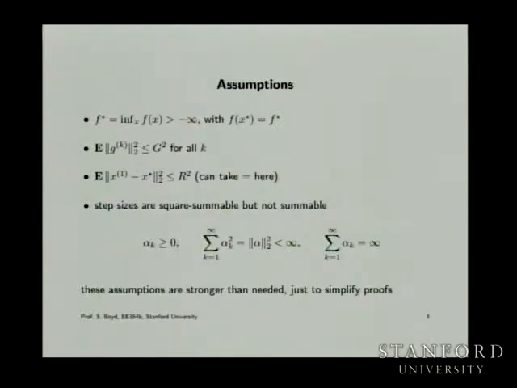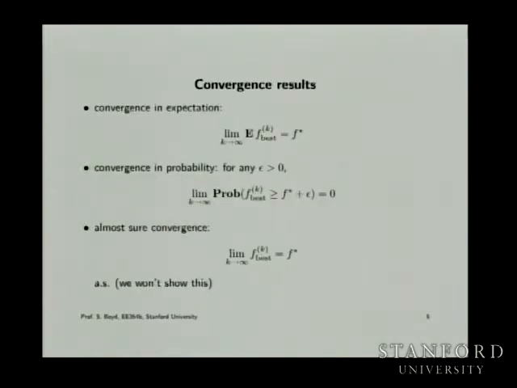Now we're going to have the step sizes be square summable, but not summable. So, for example, 1 over k would do the trick. You're going to take a little l2, but not little l1, sequence of step sizes. 1 over k is fine. Okay. Here are the convergence results.